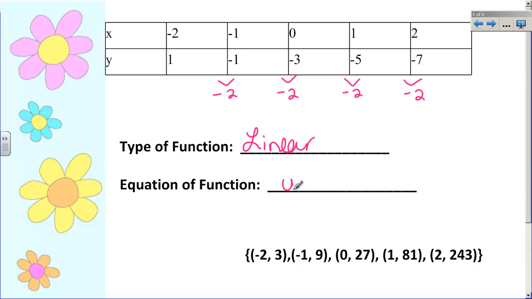So my slope for this function is -2. So I've got to start with -2x. This right here is my y-intercept, so it becomes -2x minus 3. There's my function. So you see the difference between linear and exponential.